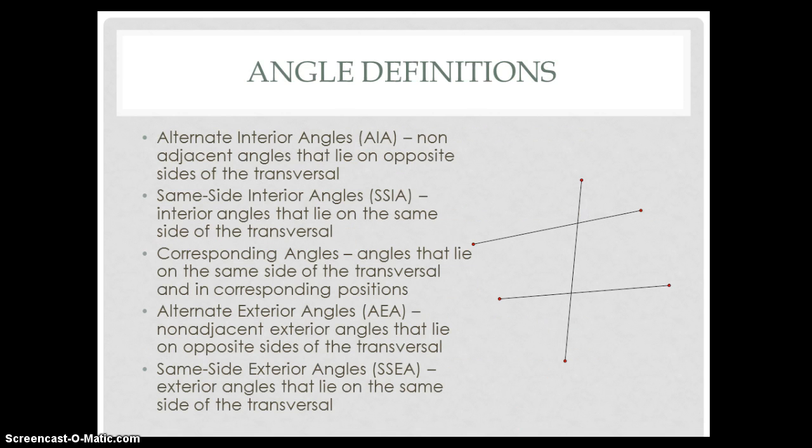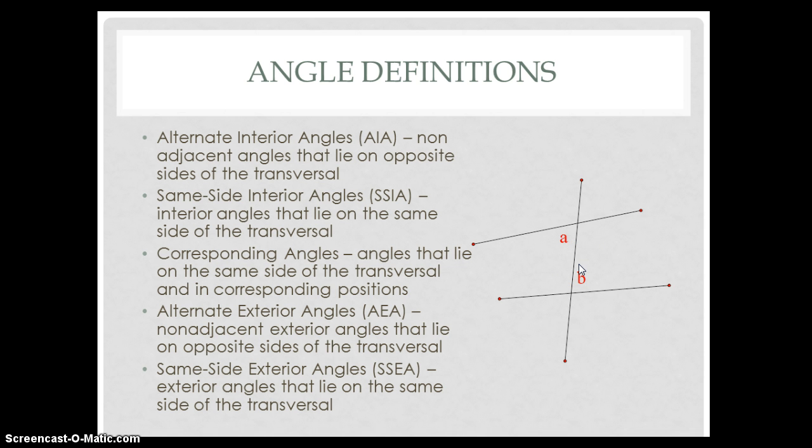Now more definitions, we have some angle ones we need to look at. Alternate interior angles. So if we think of alternate, they're on opposite sides, and interior means inside. So these are non-adjacent angles that lie on opposite sides of the transversal. And they're going to lie inside the 2 lines. So A and B are examples of alternate interior angles. You see A and B are inside my 2 lines, but on opposite sides of the transversal.